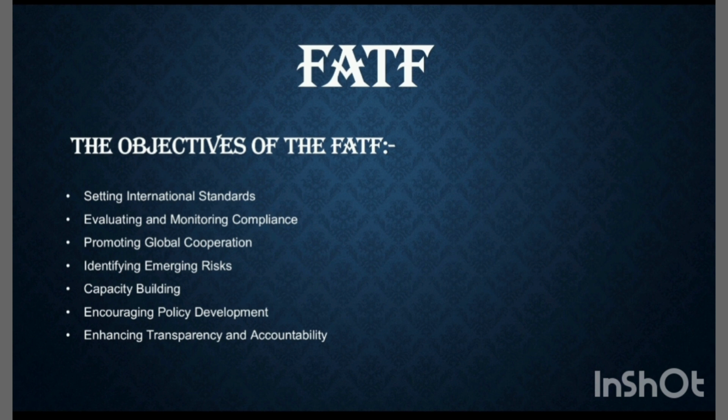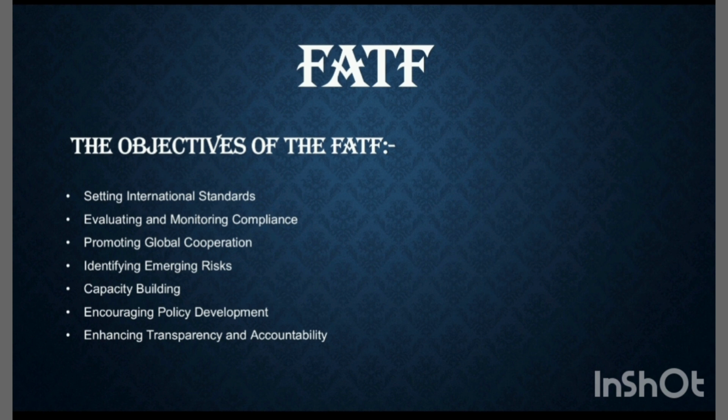The next is promoting global cooperation. The FATF fosters global cooperation among countries, international organizations, and private sector entities to strengthen the fight against money laundering and terrorist financing. It encourages information sharing, collaboration on investigations, and coordination of efforts to disrupt illicit financial flows.